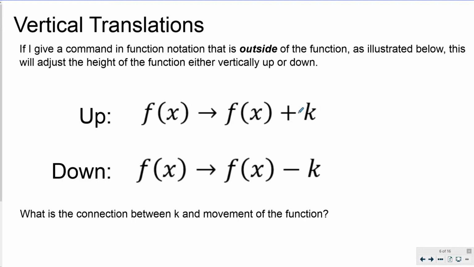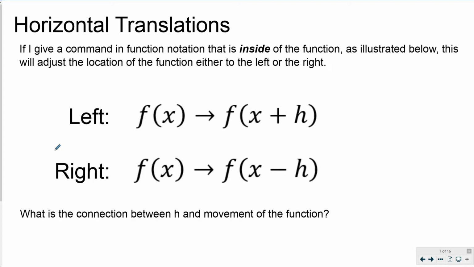Vertical translations. If I give a command in function notation that is outside of the function, as illustrated below, this adjusts the height of the function either vertically up or vertically down. What is the connection between k and movement of the function? You can see that if k is positive, the graph will shift up, and if k is negative, the graph will shift down. There are also horizontal translations.